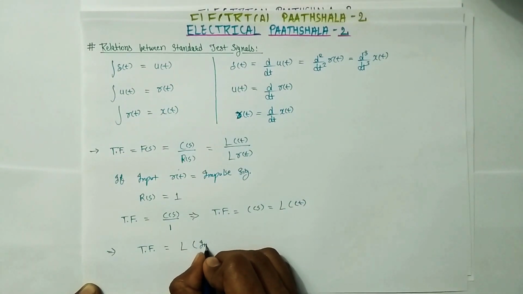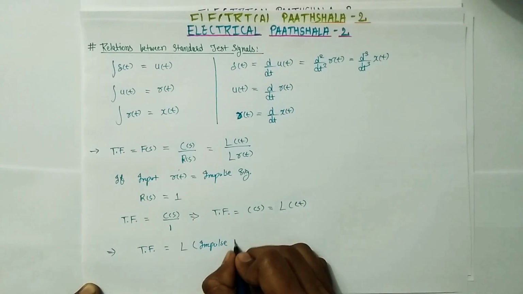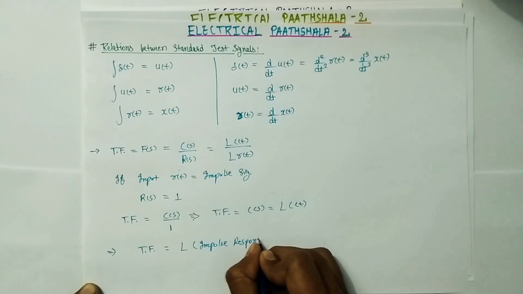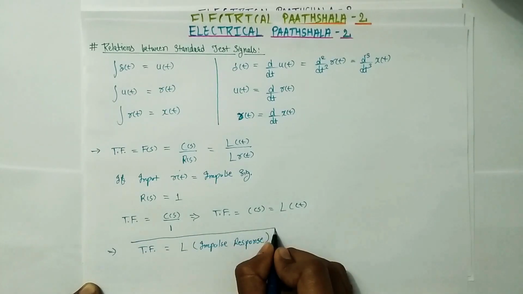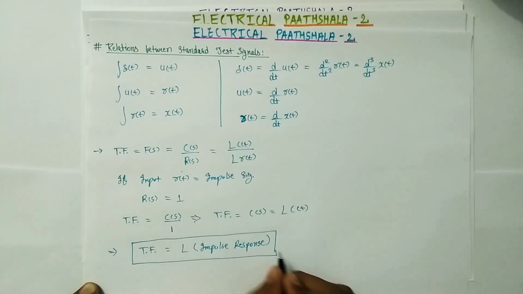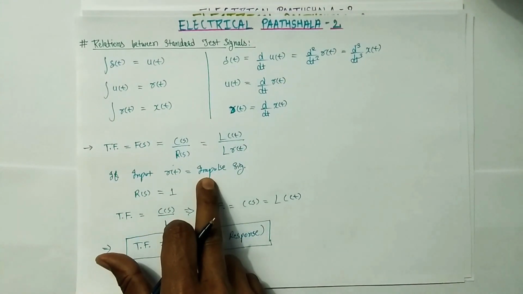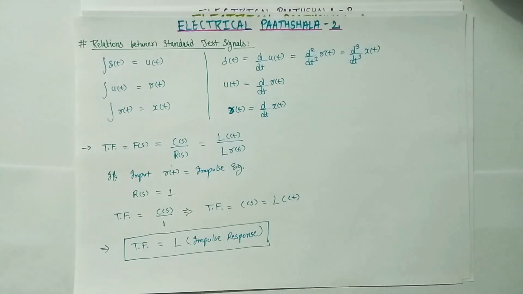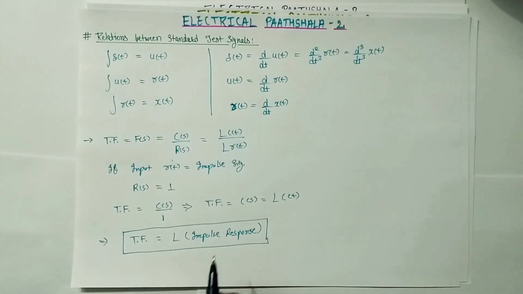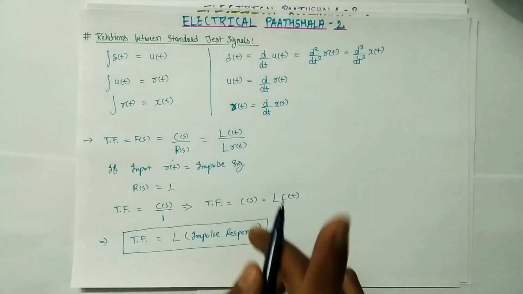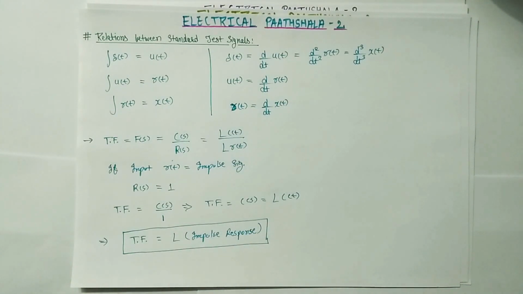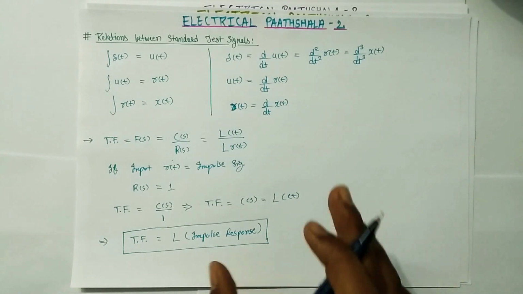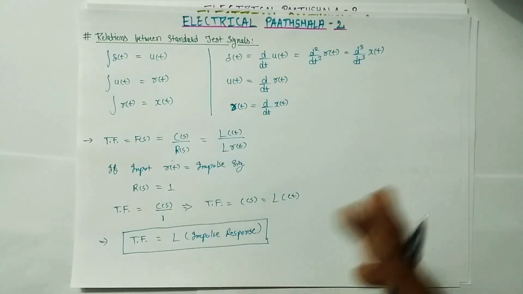the Laplace of the impulse response. This is a very important result. So if the input signal is the impulse signal, then the transfer function is the Laplace of the impulse response. So in numericals, the examiner will give you the impulse response, and if we take the Laplace of that impulse response, then we will get the transfer function. And once the transfer function is found, the output of the system can be found with respect to any given input.